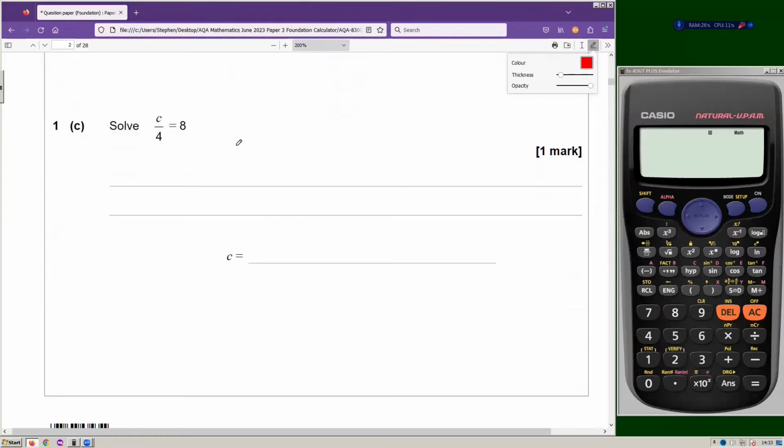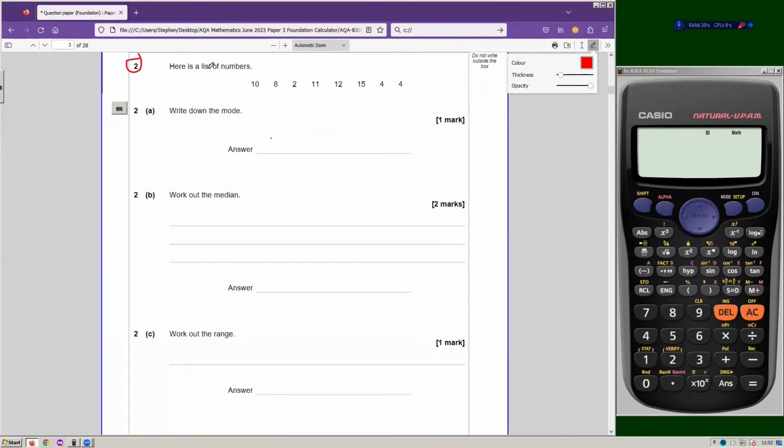Same sort of thing. Solve c over 4 equals 8. So this one we times both sides by 4. Times 4. Times 4. Well, it's going to go like that. So c will equal, there's only one mark, we don't really have to show all this working, but it's going to be 4 times 8, 32. That's correct.